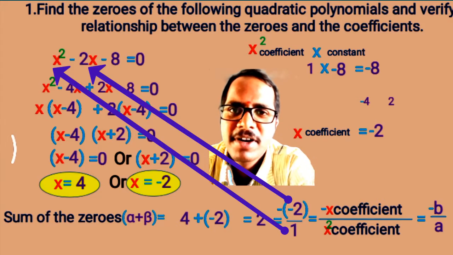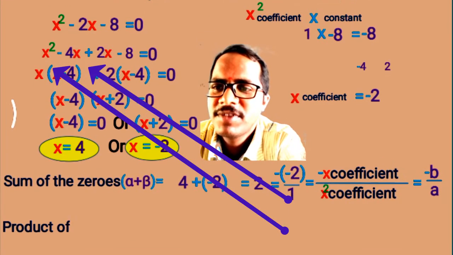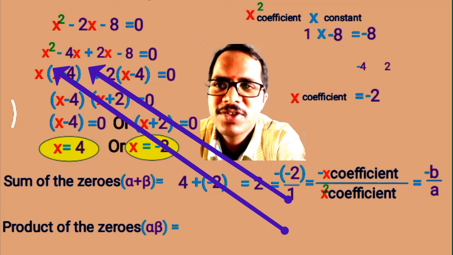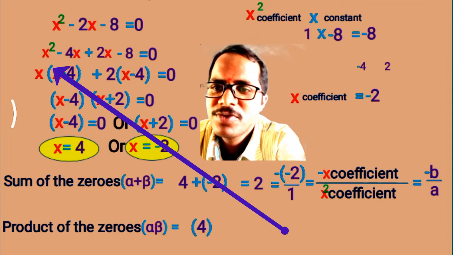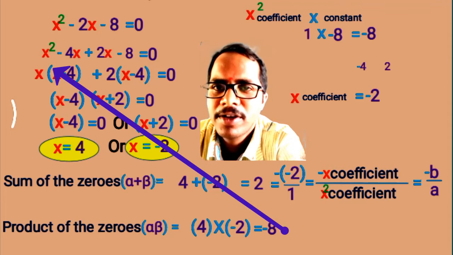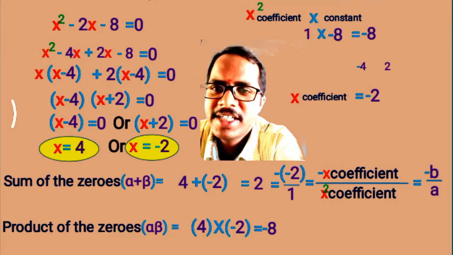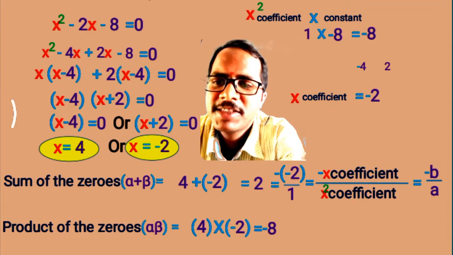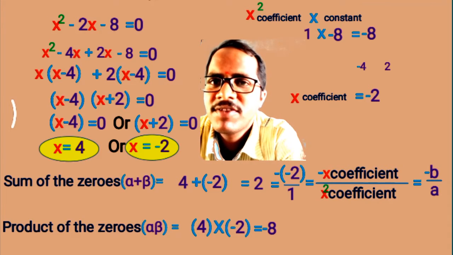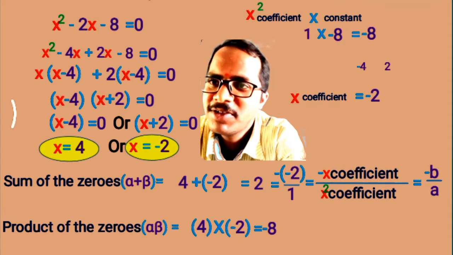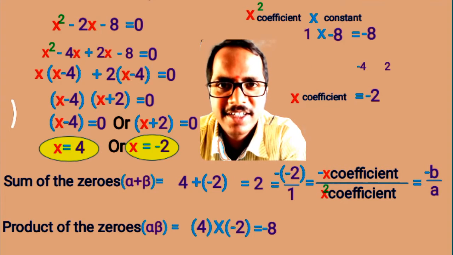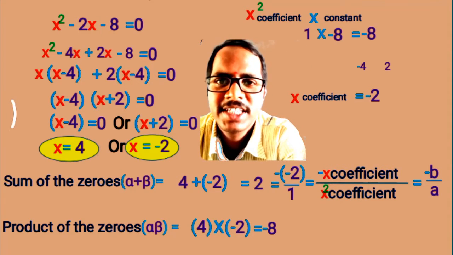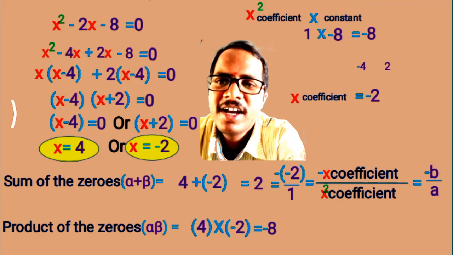Let us verify the product of the zeros. So the product of the zeros, that is alpha into beta equals to, so here alpha is 4 and beta is minus 2. So we get 4 into minus 2, whose product equals to minus 8. And if we compare this minus 8 with the coefficients of the given quadratic polynomial, this minus 8 is related with which term in the given quadratic polynomial? Very good. It is related with the constant term. In the given quadratic polynomial, we have minus 8 as the constant term.